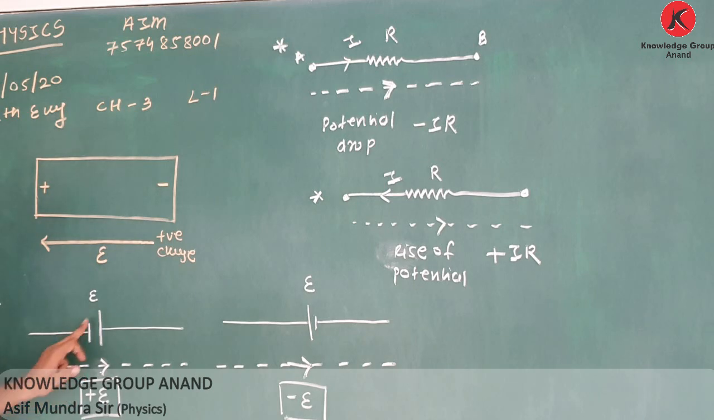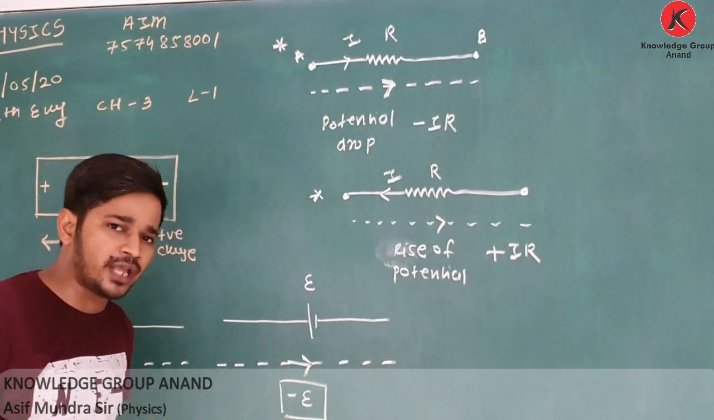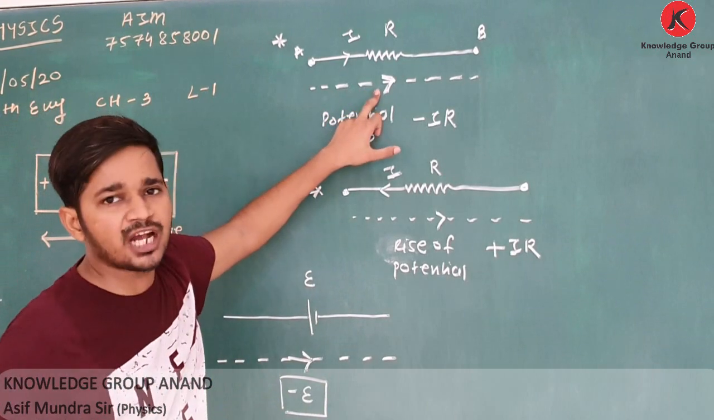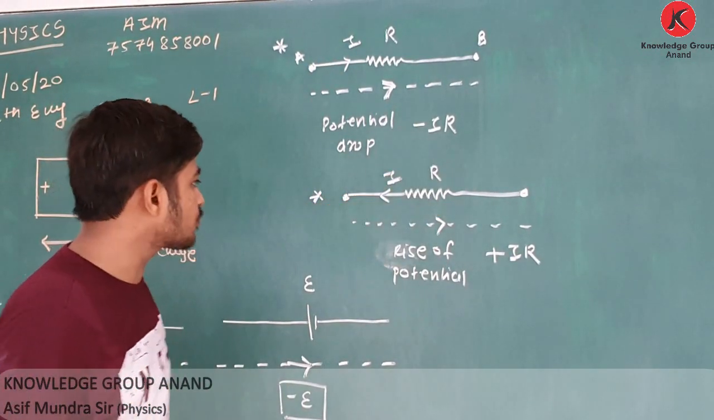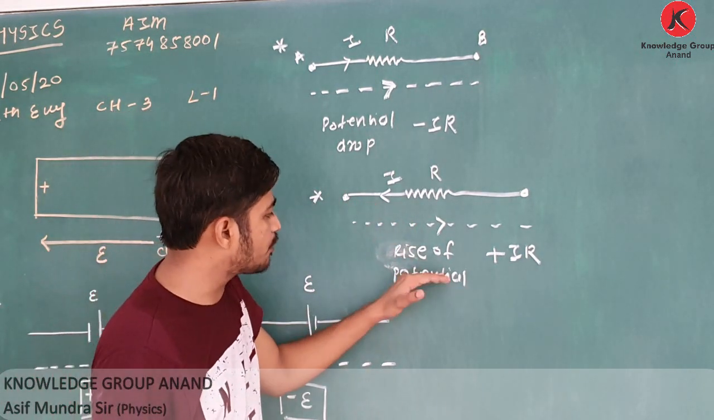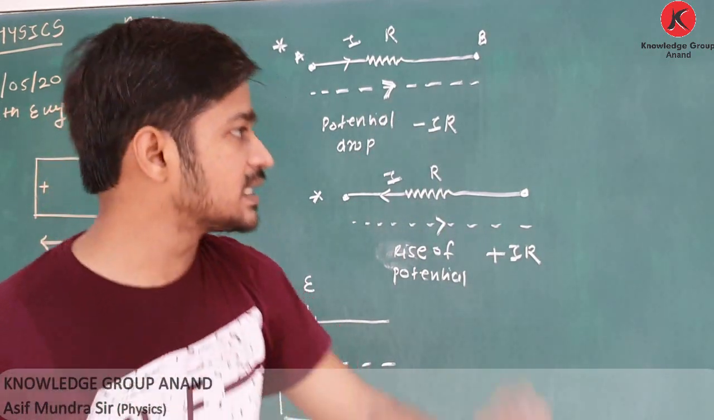From a cell, negative terminal to positive terminal, take EMF positive. From a cell, if we are moving from positive terminal to negative terminal, take EMF negative. From a resistor, if we are moving in the direction of current, take potential difference minus. From a resistor, if we are moving in the opposite direction of current, potential difference positive. Clear about this?